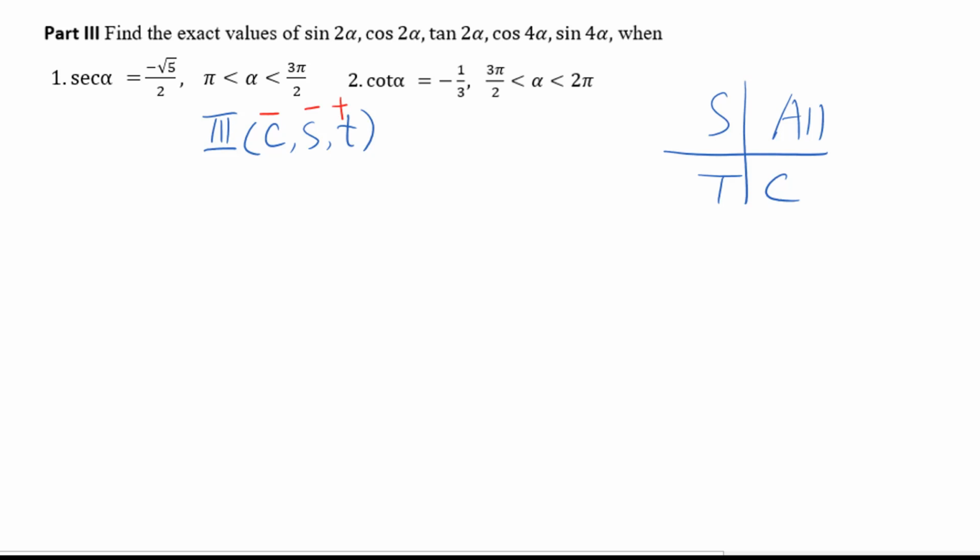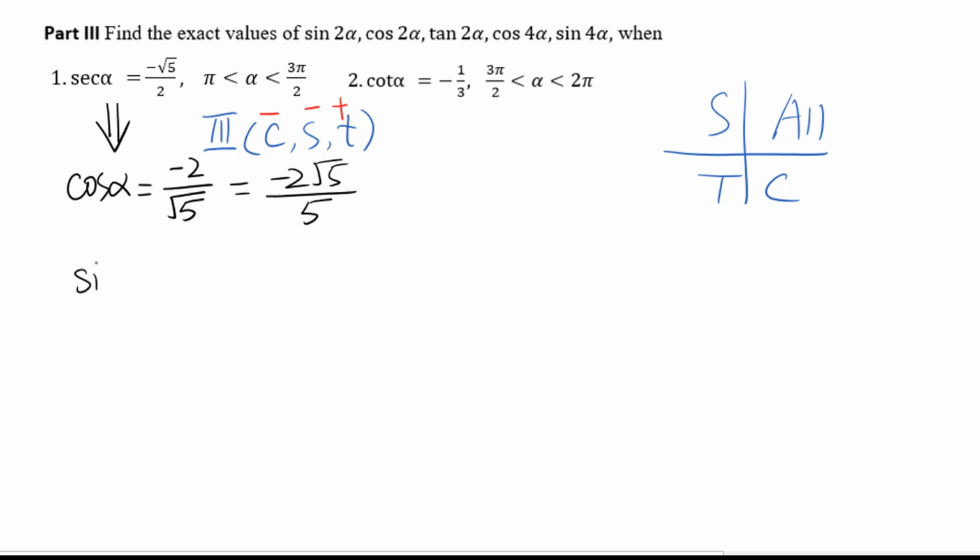You are given secant alpha equals negative square root of 5 over 2. First of all, you need to change into a major trig function. That is cosine alpha equals negative 2 over square root of 5. You can simplify into negative 2 square root of 5 over 5.